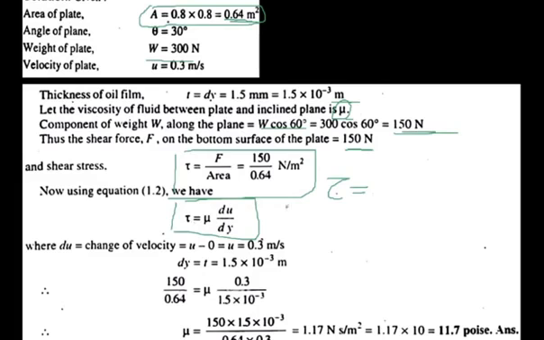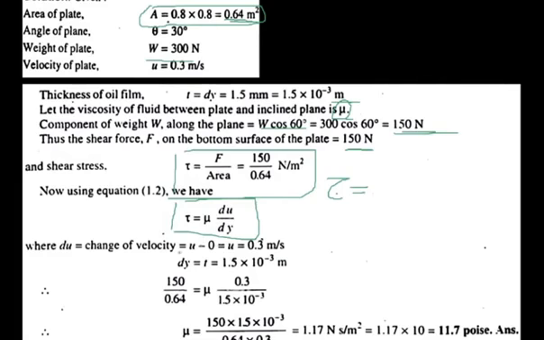We know only one equation, that is tau is equal to mu into du by dy. So change of velocity, how much is it? Initial velocity is given, that is u. Final velocity is not given, right? So take it as 0, no tension. Next, dy, thickness, how much is given? t, that is 1.5 into 10 power minus 3 meter.